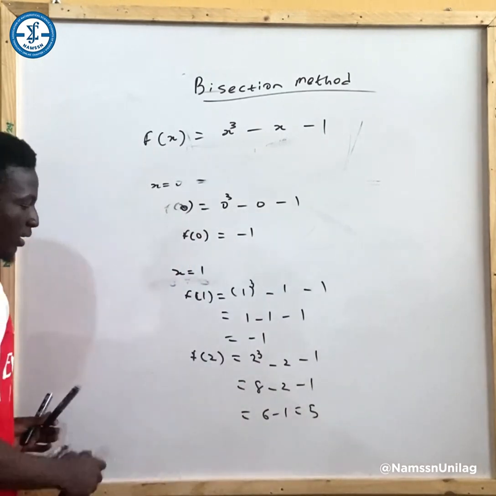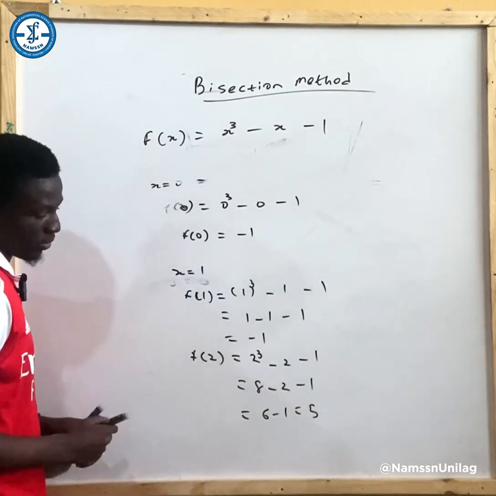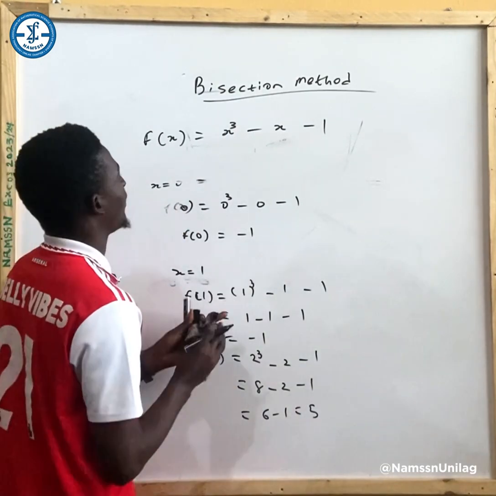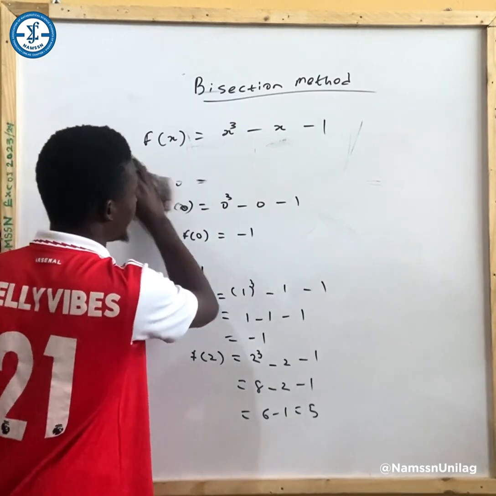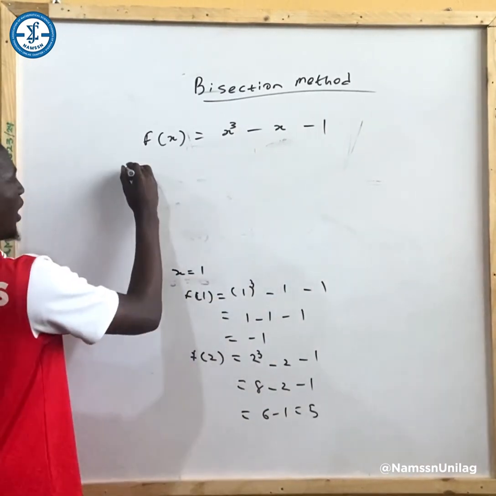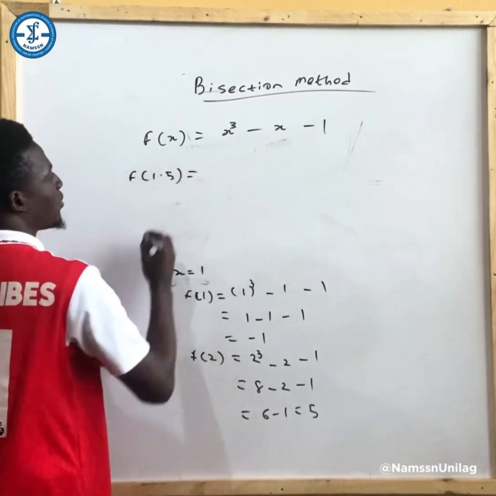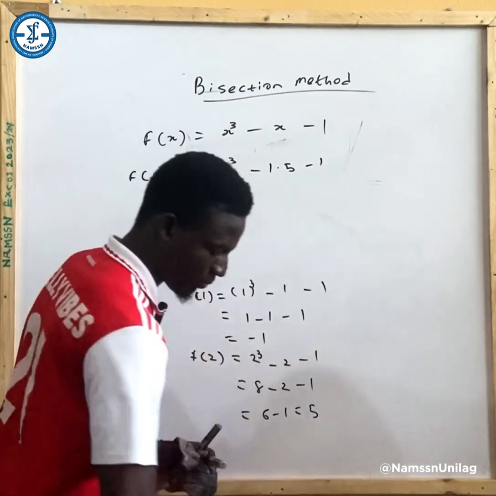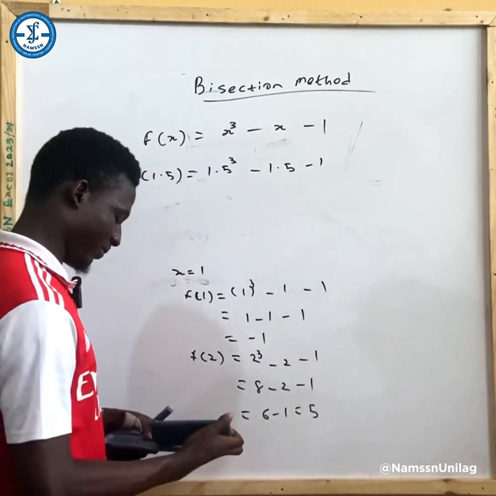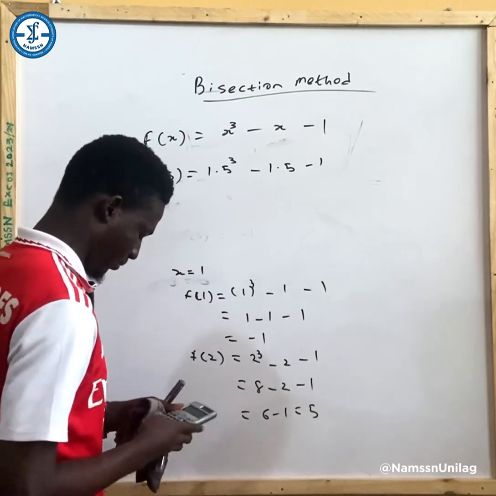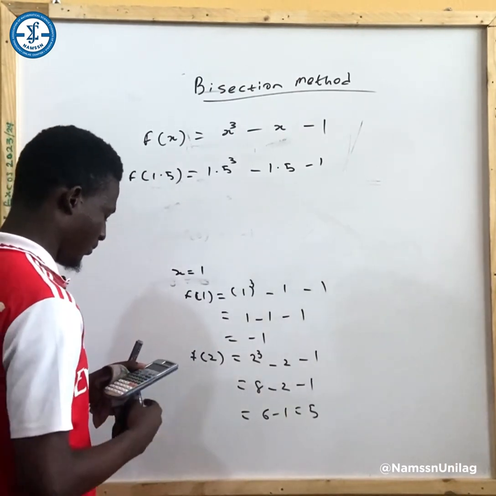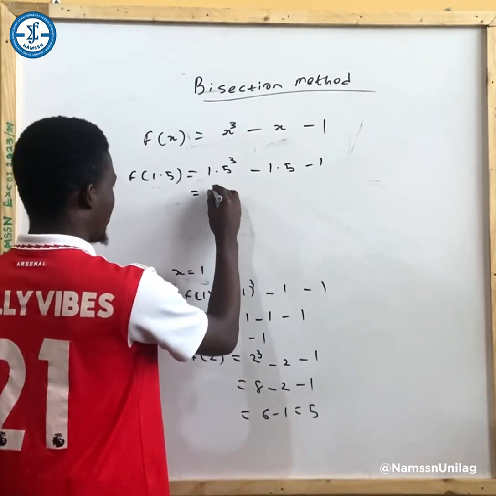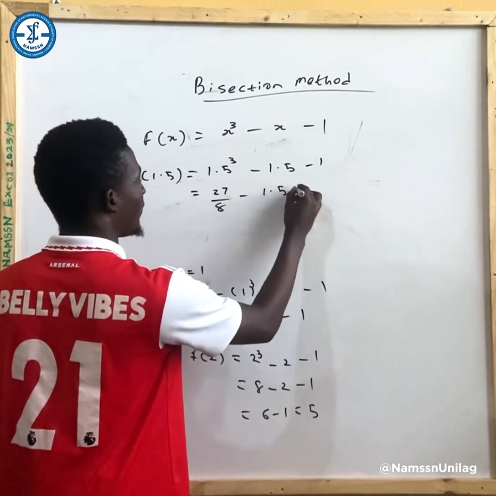So if I pick my interval from 1 to 2, let me test for the midpoint to be safe. Let me test for f of 1.5. That will be 1.5 cubed minus 1.5 minus 1. So I have 27 over 8 minus 1.5 minus 1.